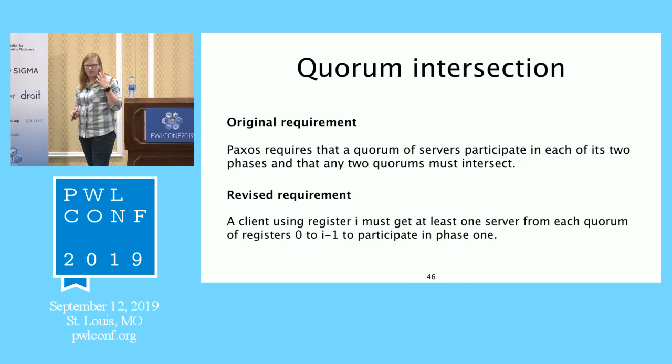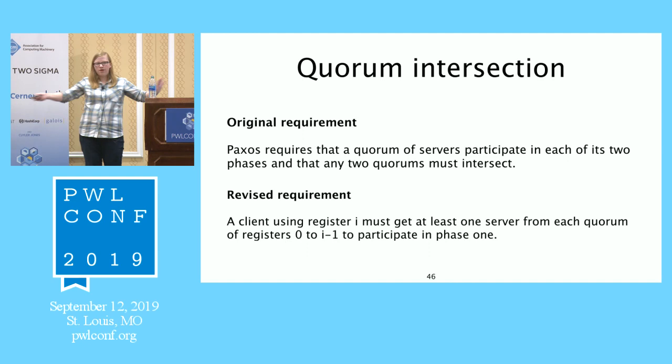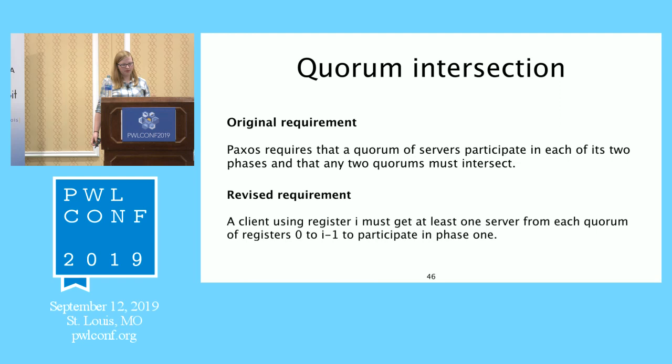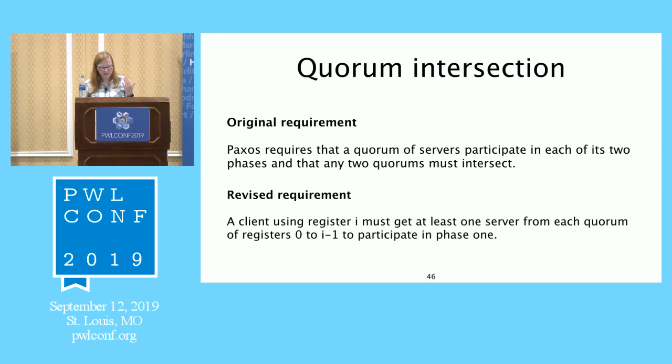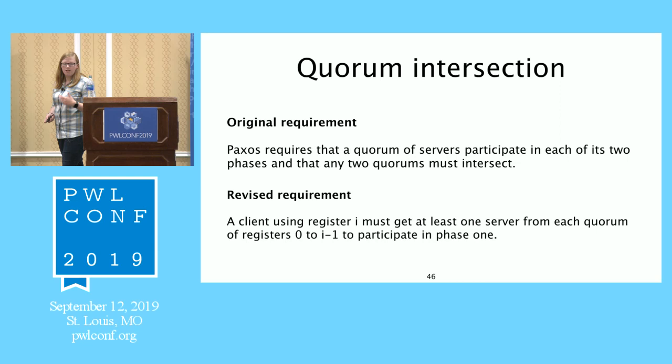So we have a new, much weaker quorum intersection requirement. This is what was shown in the Flexible Paxos paper that I showed earlier. When you're doing a quorum table, you can put whatever quorums you want in there. Any non-empty sets, they don't have to intersect at all. The only thing is that when a client wants to reach consensus at register I, when they want to write to that, they need to get at least one participant from the previous quorums to participate in their first phase. But that is it. That is the only quorum intersection requirement. There is no quorum intersection requirement between two quorums for the second phase of the algorithm, say.